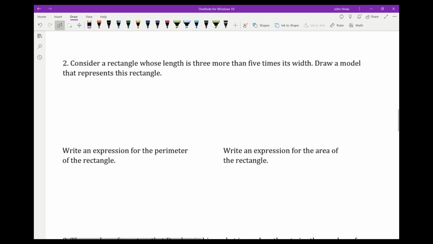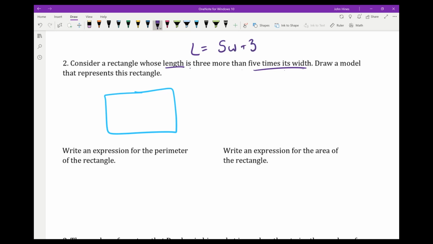Consider a rectangle. Whose length is 3 more than 5 times the width. So the length is 3 more than 5 times the width. So here's my width. What's the length? Well, the length is 5 times the width plus 3. Well, it's a rectangle, so all opposite sides are congruent, and there we go.